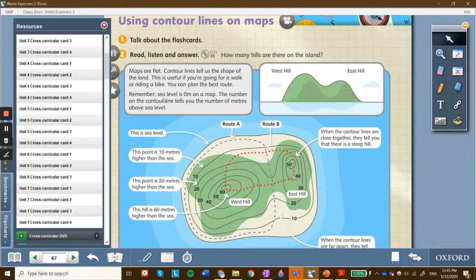And contour is just an art term that means lines. When you're doing art, you follow the contour of something. It means that you're following the line. So it's a contour map, a line map. Because maps are flat, we use these contour lines to tell us the shape of the land. So this picture here is what this land looks like. You can see West Hill is taller than East Hill because it is 60, and 60 is bigger than 50. So West Hill is bigger than East Hill.